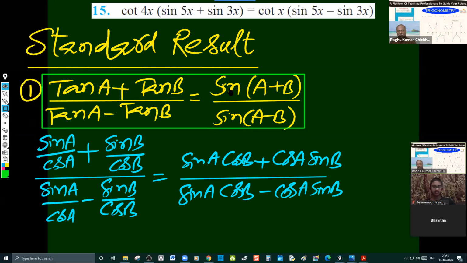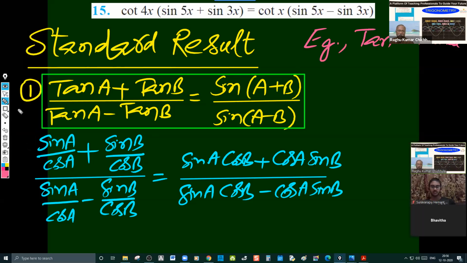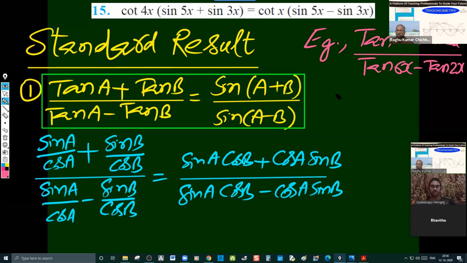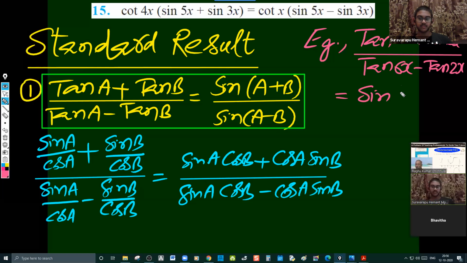The proof also I gave you. Then if I take an example, you'll be more comfortable. Just say this. Example: tan 6x plus tan 2x, whole divided by tan 6x minus tan 2x. You can say the answer straight: sin of 8x divided by sin of 4x. What do you say, Bhavita?